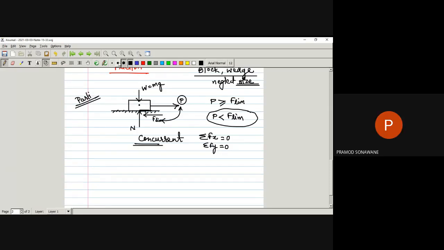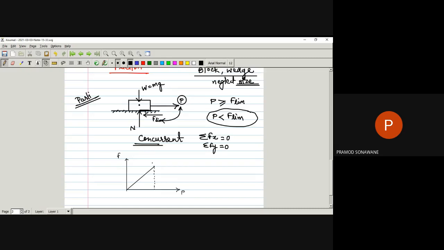Okay. Now, suppose I draw the relation between applied force and frictional force. If I apply P, then your resistance force has a linear relation with P. It will increase gradually. That is, your resistance force F will increase gradually as you apply P. But a stage will come. What will happen at this stage?